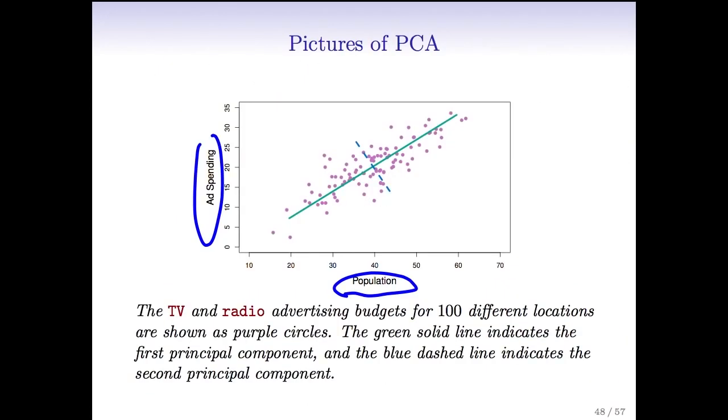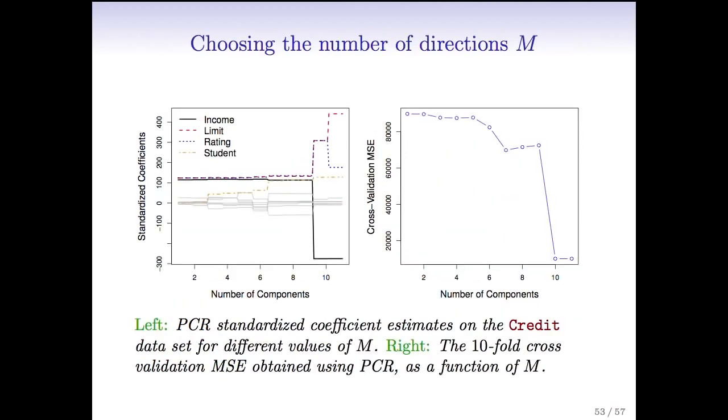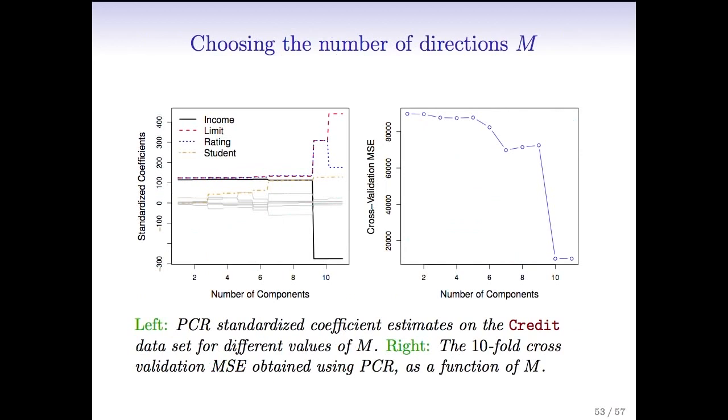Okay, so let's go back to where we were. We're talking about the number of directions. When we perform principal components regression, we need to somehow select the number of directions m, and we just saw that we want the test mean squared error to be as small as possible. So we've got to estimate the test mean squared error, and by now you've probably seen that Rob and I really prefer cross-validation over any other approach. So we would suggest using cross-validation in order to choose the number of principal component directions that you want to use.